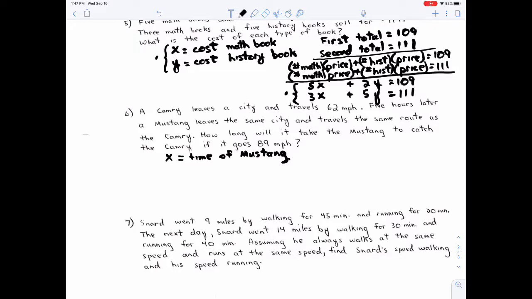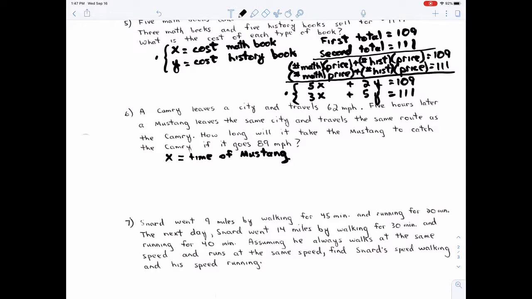Okay, so what does it say? Well, the Mustang leaves 5 hours later. Well, I don't want to use that as the biggest piece of information because that's regarding time. Okay? Well, this one's a little more obscure. Okay, what happens? They both leave the same city. They travel the same route.